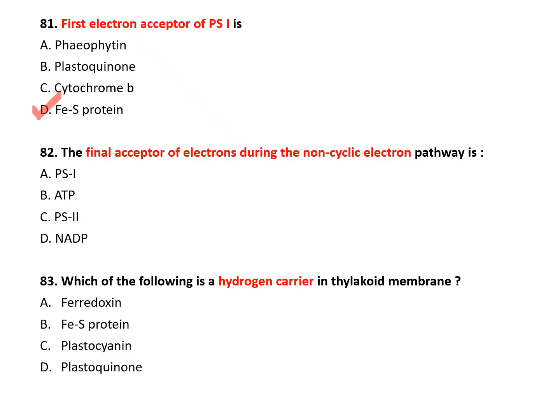The next question, number 82. The final acceptor of electrons during the non-cyclic electron pathway is option A PS1, option B ATP, option C PS2, option D NADP. The correct answer is option D, NADP.